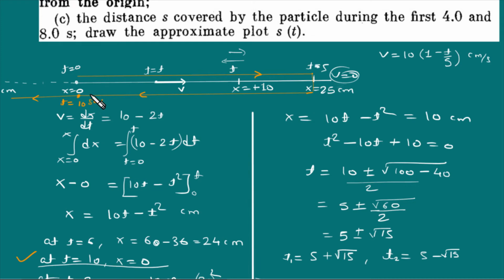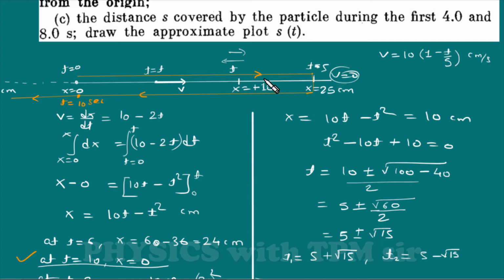So you must always take care that in whatever interval you have been asked the distance, you must see if the particle's velocity becomes 0 in between that interval. This you have to check. So yes, they are asking the distance covered in the first 4 seconds and 8 seconds. In the first 4 seconds, the particle did not come to rest, because the particle comes to rest at t is equal to 5 seconds. So till 4 seconds, distance and displacement are the same. So I will just find the final position and get the displacement.